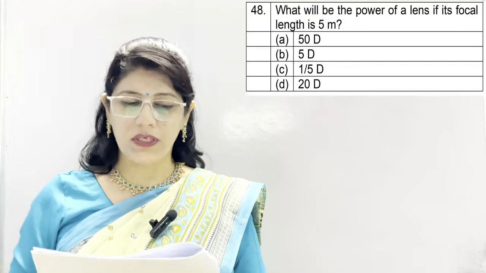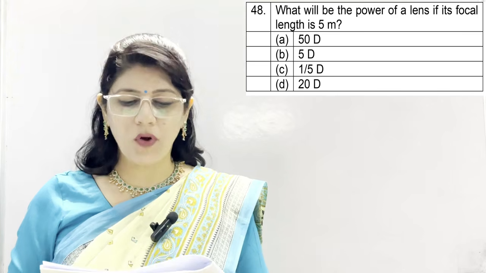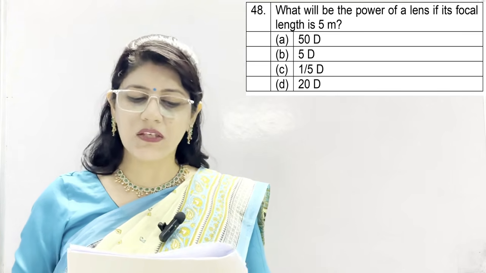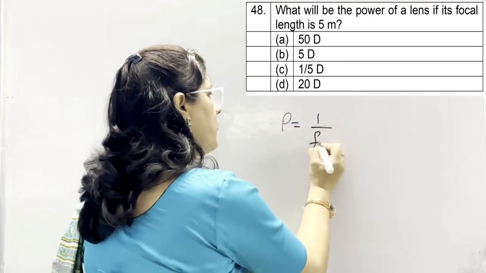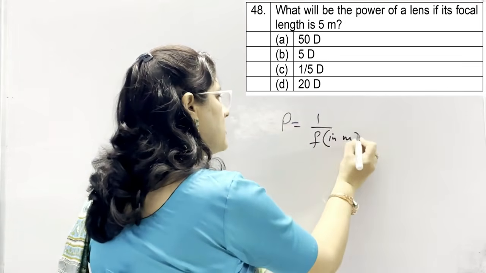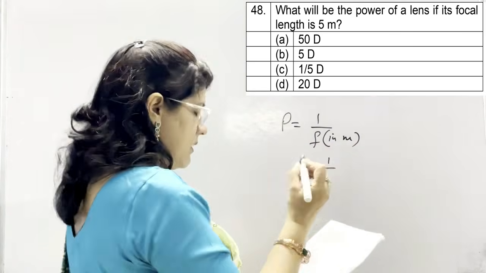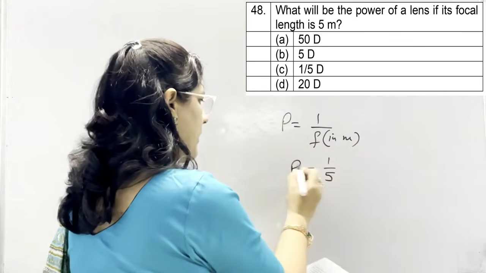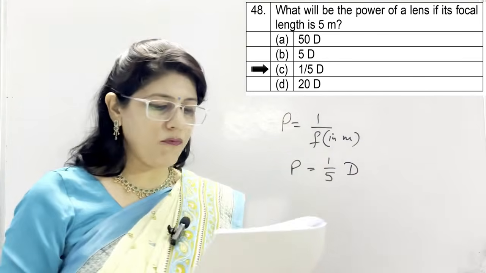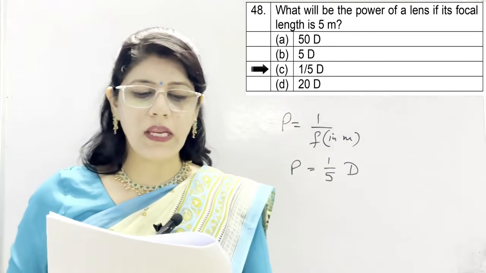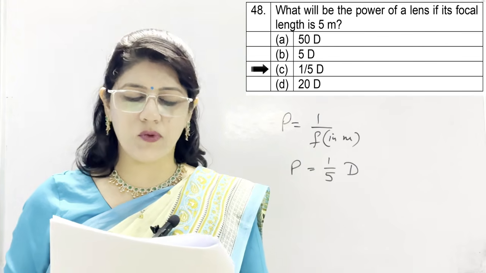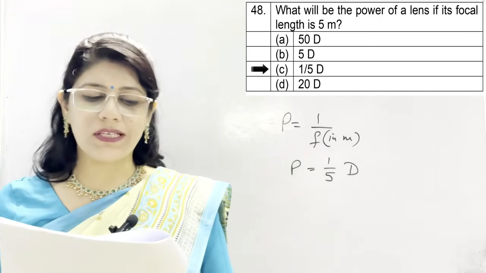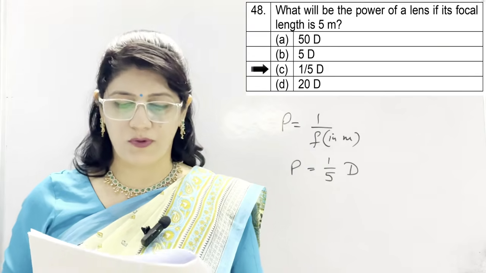In question number 48, what will be the power of a lens if its focal length is 5 meter? So power is equal to 1 upon focal length in meter. Here it is given as 5 meter. So 1 upon 5. So power is 1 by 5 diopter. Options given A 50 diopter, B 5D, C 1 by 5D and D 20D, and the correct option is C, which is 1 by 5 diopter.